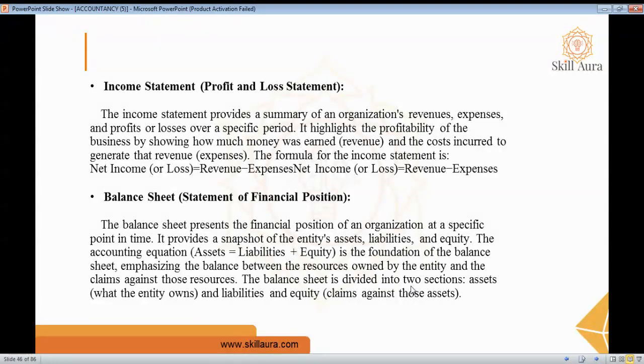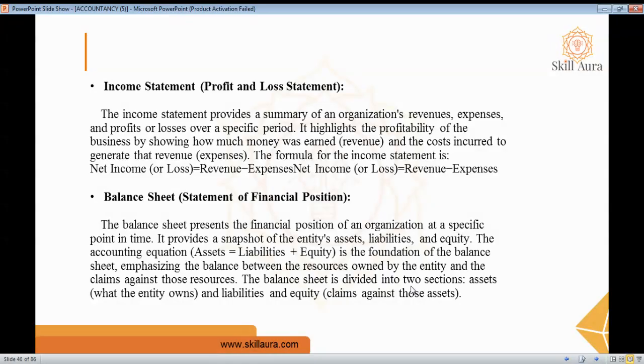It usually highlights the profitability of the business by showing how much money was earned, that is revenue, and the cost incurred to generate the revenue, that is expenses. With this revenue and expenses, we can calculate the net income, that is revenue minus expenses.